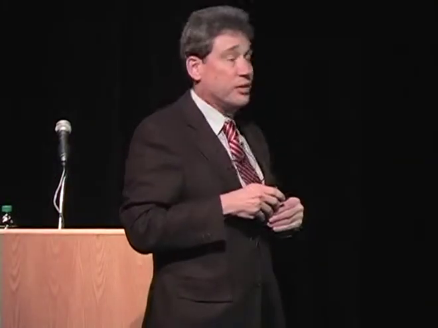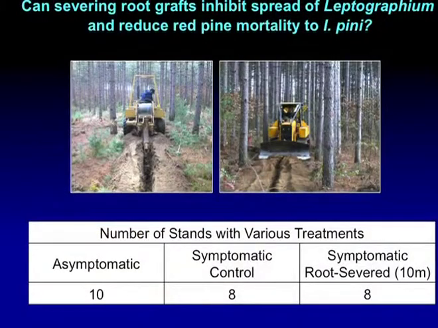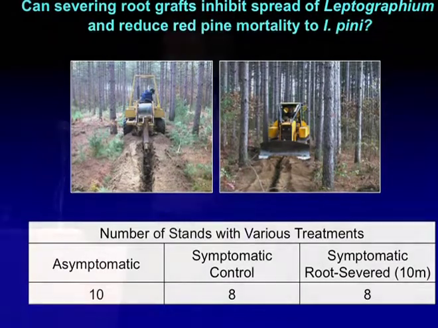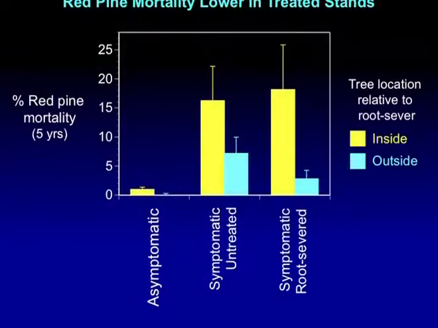And so we've tried some of these ideas given the underlying feedback. This is a study where we severed root grafts about 10 meters in advance of the above ground symptoms. And that's based on some root excavations we did where we found the predisposing fungi are about 6 meters in advance of those symptoms. And we had 10 stands that were asymptomatic. These were control stands where there were no dying trees. We had 8 stands that had this syndrome, and we did not apply this. And we had 8 stands where we severed the root grafts about 10 meters in advance.